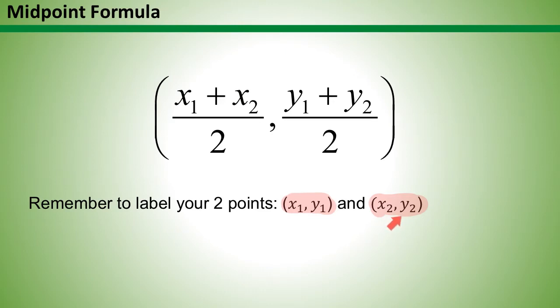That's our goal today. In this formula, we're just adding the x's together and dividing by 2. We're adding the y's together and then dividing by 2. When I do that, it gives me a coordinate x comma y, and that point is the midpoint. We're going to use this formula for pretty much everything today.